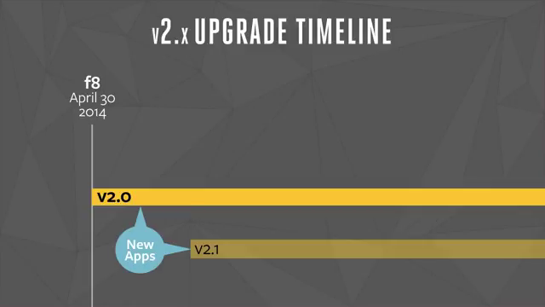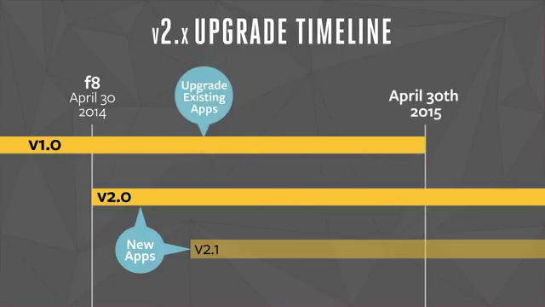Apps created since F8 are already using V2.0 or V2.1. Apps which were active before F8 have until April the 30th, 2015 to upgrade to version 2 of the API. On April 30th, 2015, any app which hasn't upgraded will be automatically switched to V2.0. This upgrade timeline applies to all apps, including websites, games on Facebook, and iOS and Android apps.